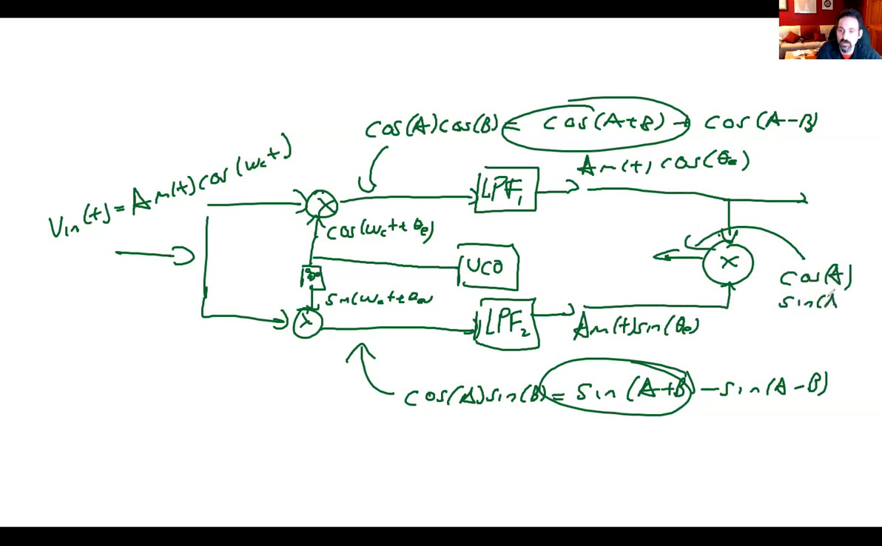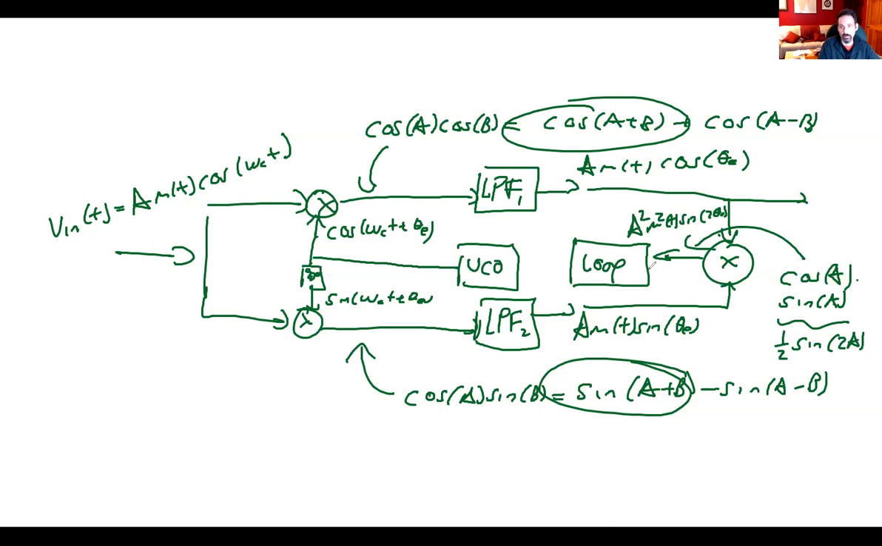So at the end of the day, what we get is cos A sine A. When we get that, yes, the trig identity is half sine 2A. So what we get is A squared m(t) squared sine of 2 times the phase. So this loop filter is very, very important. So that's the loop filter. Okay, that's also a low-pass filter.